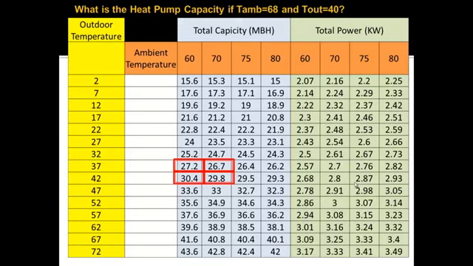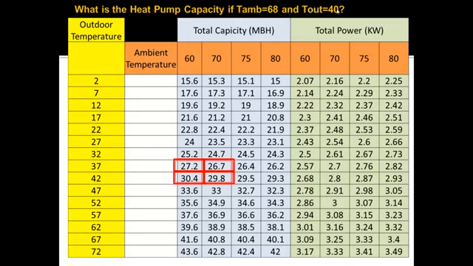This presentation is going to cover double interpolation. As we saw in class, this is a typical heat pump operating table where we have outdoor temperature and ambient temperature, and we can look up either the total capacity or the total power. We're going to concentrate on the question: what is the heat pump capacity if T ambient, or ambient temperature, equals 68, and T out, or outdoor temperature, equals 40?